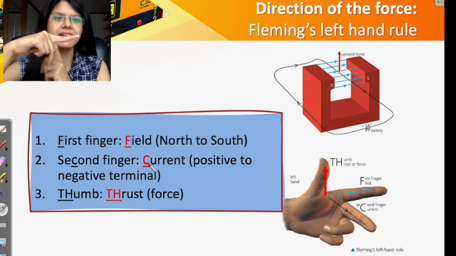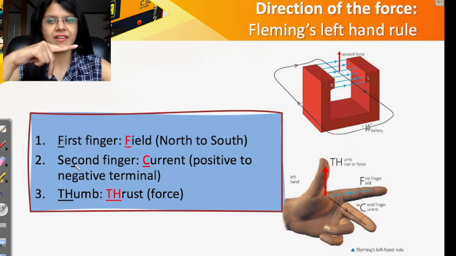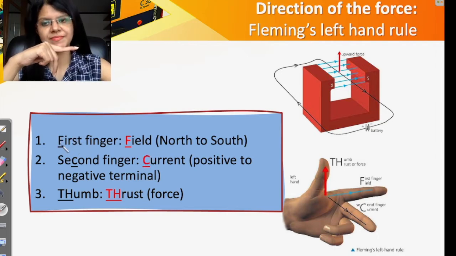Thrust is a force, right? So that's how you remember. TH in the thumb gives you the thrust. Second finger with second term carries a C, which gives you the current. The first finger, which carries a F, gives you the field. Right? So that's how you use your Fleming's left hand rule to find the direction of the force.